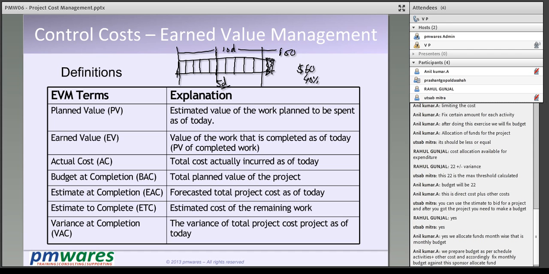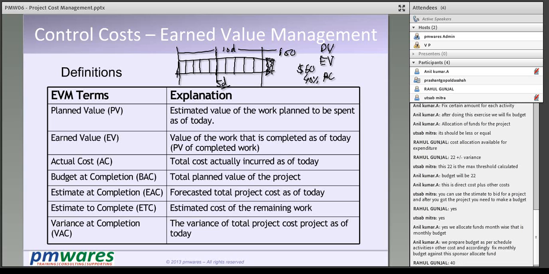So what does it mean? It means I have PV, planned value, I have EV, earned value, and I have AC. So can you tell me what is the planned value here? No, I'm talking about planned value.